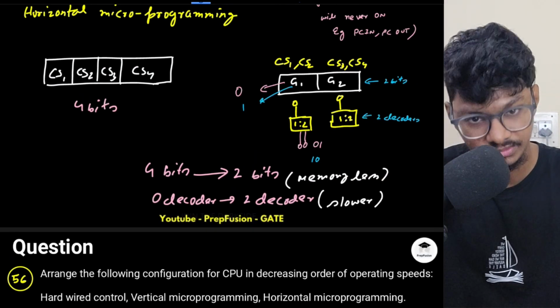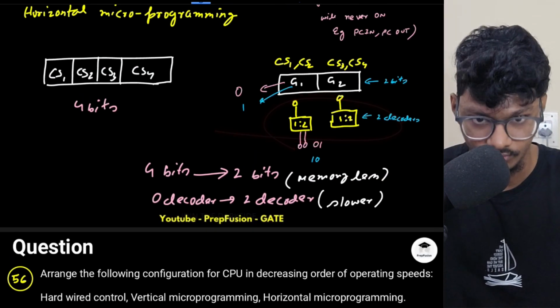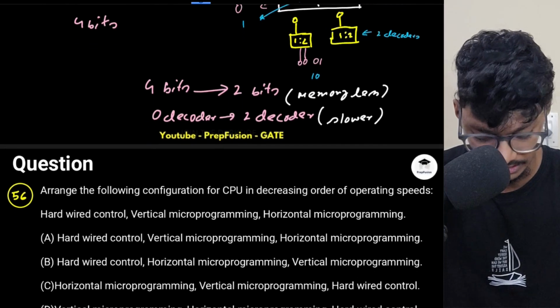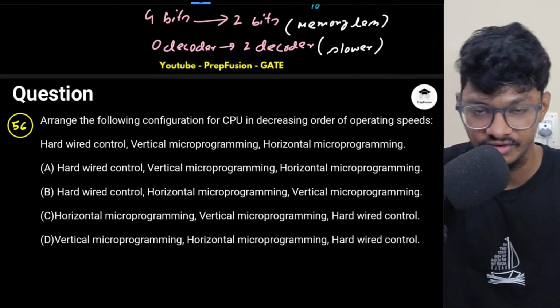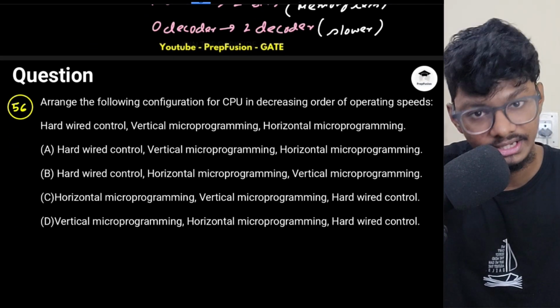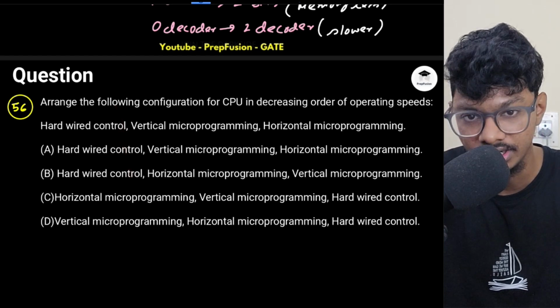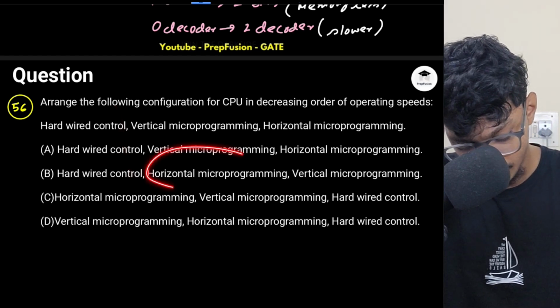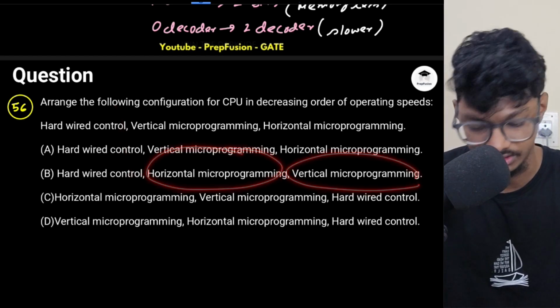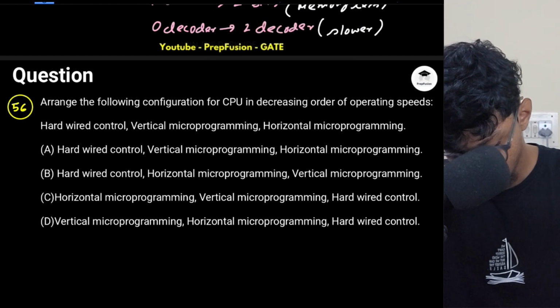Just the reason I have explained here. We don't need a decoder. It will take some time, right, to decode that. So horizontal microprogramming will be faster than vertical microprogramming, but will take more memory. But we are not talking about memory here. We are just talking about speed. So horizontal microprogramming will have more speed than vertical. So option B will be correct.